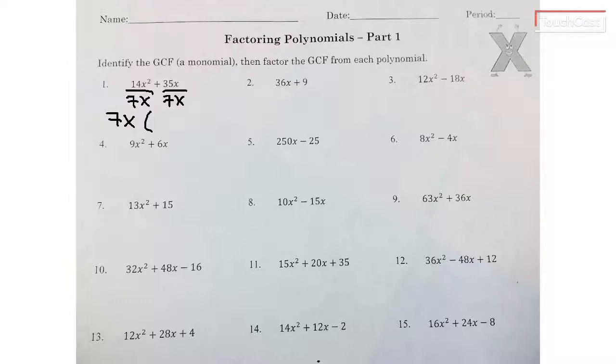14 divided by 7 is 2. I had x squared on top, and I'm taking an x out, so all I'm left with is x. 35 divided by 7 is 5. I had one x on top, and then I took out an x, so I no longer have x's, so I can close my parentheses. My answer is 7x, parentheses, 2x plus 5. I factored out a 7x.